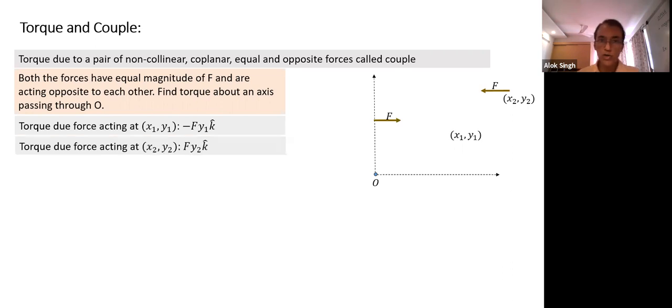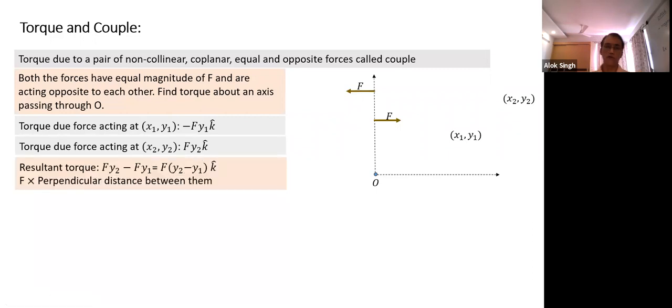Similarly, can we calculate the torque due to F2? Sorry, the torque due to force F acting at point x2, y2. Again, in a similar way, I can shift this force here. This force is acting in the horizontal direction. The perpendicular distance will be equal to the y coordinate. It will be F y2 k cap. So the resultant torque, if I add this up with sign, is F into (y2 minus y1).